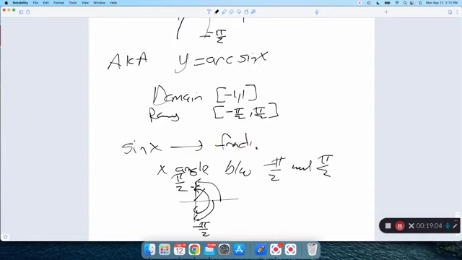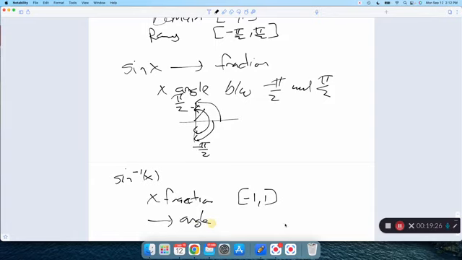Inverse sine, arc sine, does the exact opposite. You give it a fraction between -1 and 1, and it'll spit out an angle in quadrants 1 or 4. And when I say quadrant 4, I mean a negative angle in quadrant 4. Not like 330 degrees, 11 pi/6, but like -pi/6.